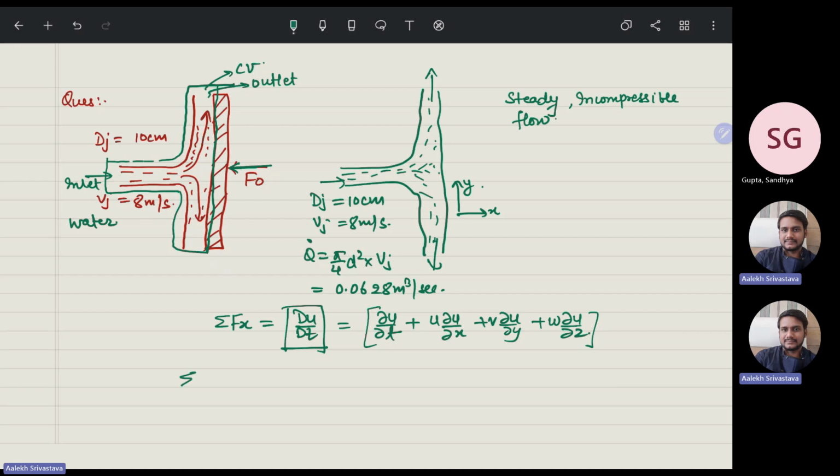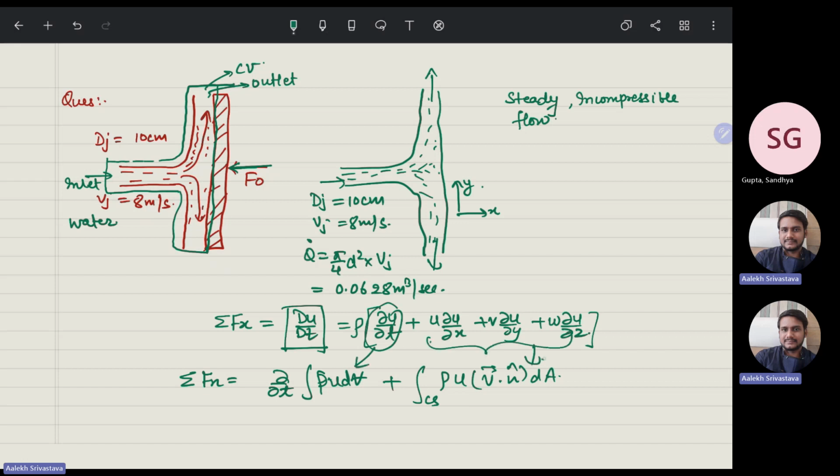This equation is in differential form, and if you write it in the integral form, it is sigma of Fx is equal to del by del t of integral of rho u dV plus integral of rho u (V dot n cap) dA. So this is in the integral form, and we will use the integral form here. First we say that this is a steady state, so this term will be 0, and we will try to use these equations to solve.